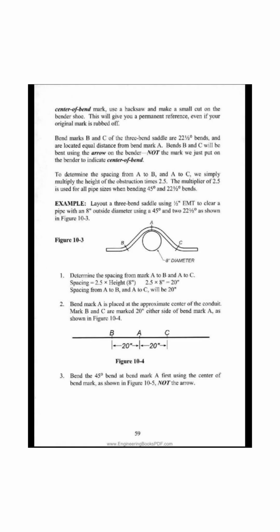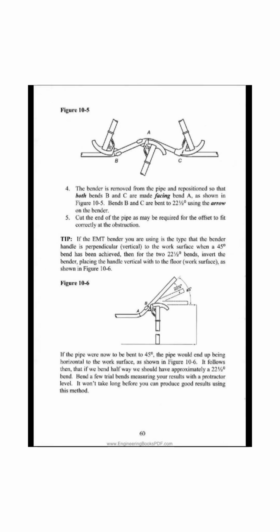3. Bend the 45 degrees bend at bend mark A first using the center of bend mark, as shown in figure 10-5, not the arrow. 4. The bender is removed from the pipe and repositioned so that both bends B and C are made facing bend A, as shown in figure 10-5. Bends B and C are bent to 22.5 degrees using the arrow on the bender. 5. Cut the end of the pipe as may be required for the offset to fit correctly at the obstruction.